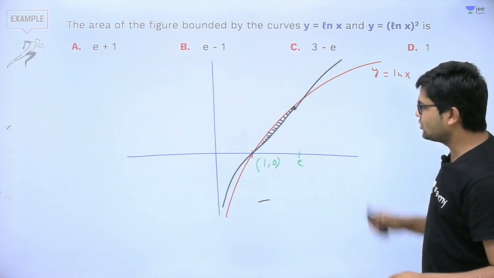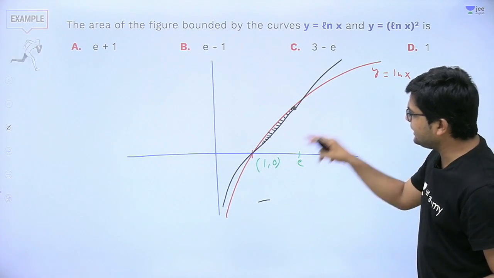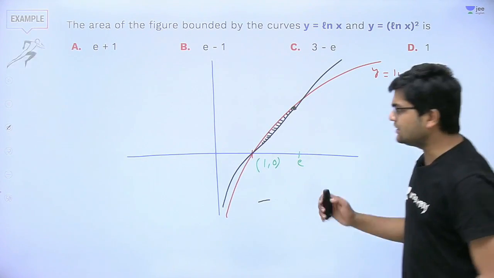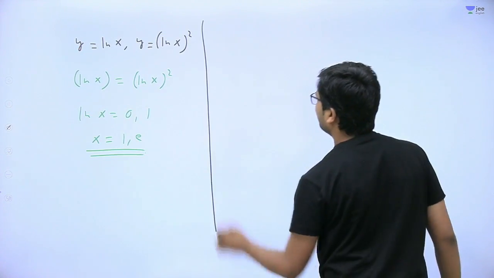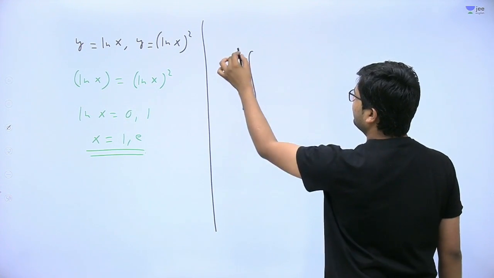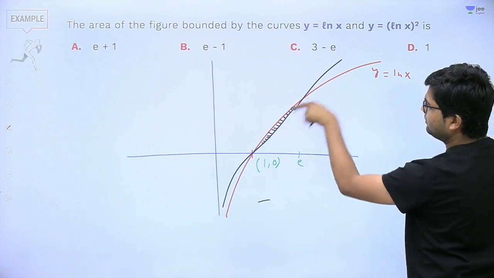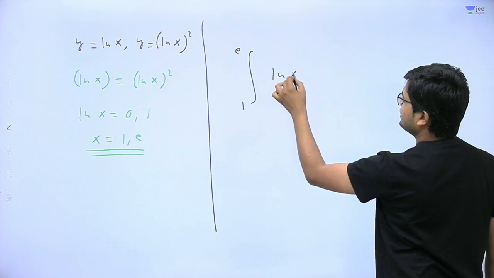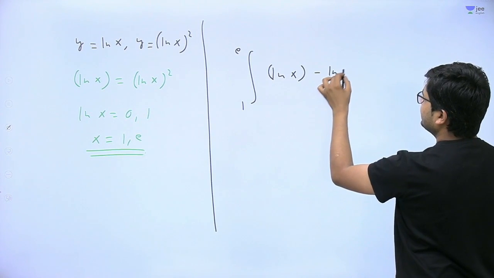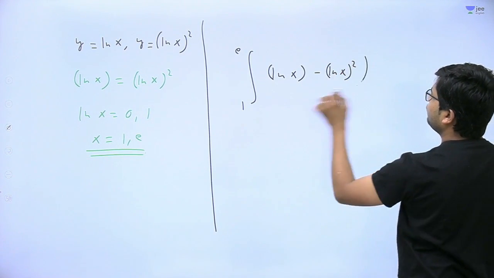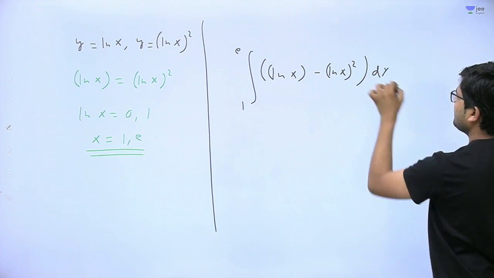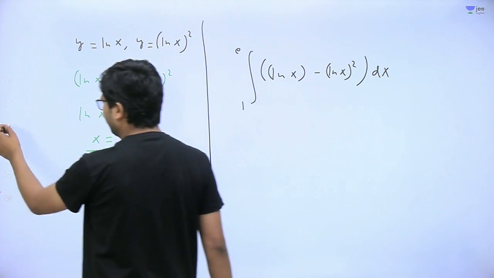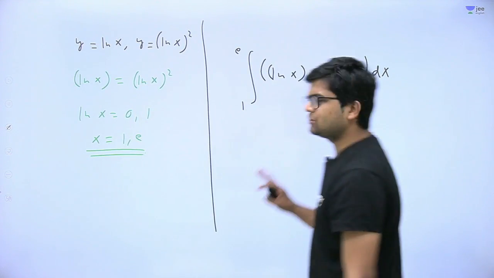Getting my point? So if you want to find the shaded area between these two graphs, this will be the area, and this area can be written in the form of an integral, integrating from 1 to e, where the upper value will be ln x and the lower value will be (ln x) whole square. So this will be the final integral that you need to solve to find the area. I hope everybody must have understood it. Now just apply the substitution to get the answer.